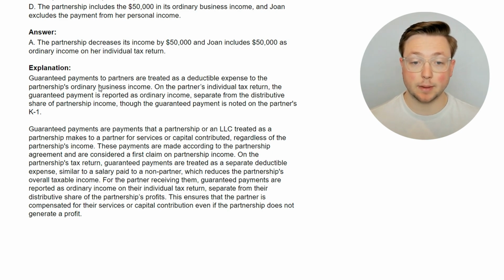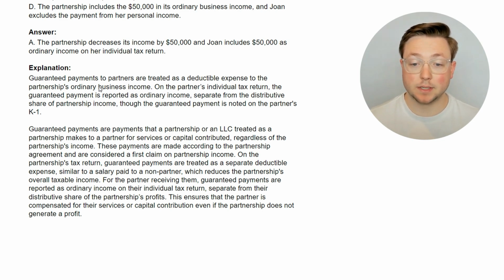Okay, so guaranteed payments to partners are treated as a deductible expense to the partnership's ordinary business income. On the partner's individual tax return, the guaranteed payment is reported as ordinary income, separate from the distributive share of partnership income, though the guaranteed payment is noted on the K1.